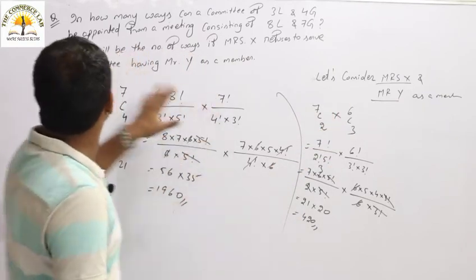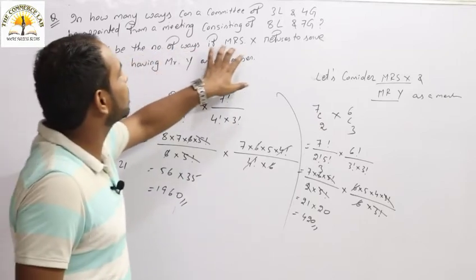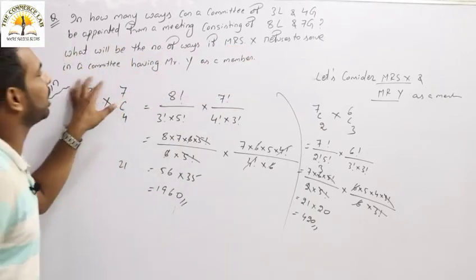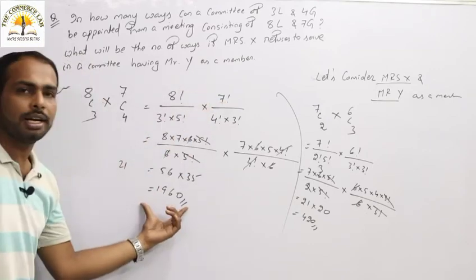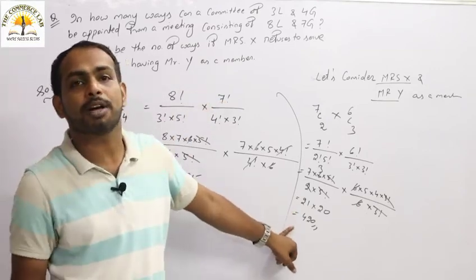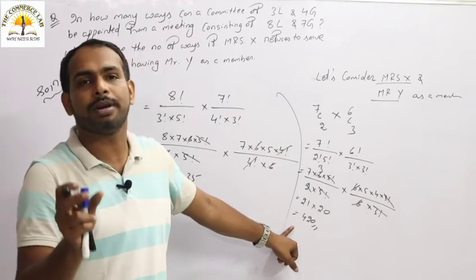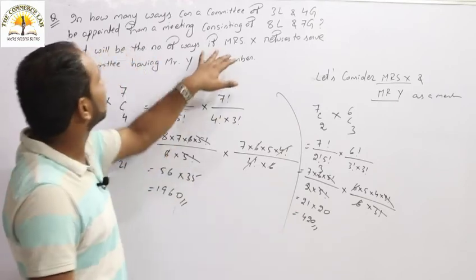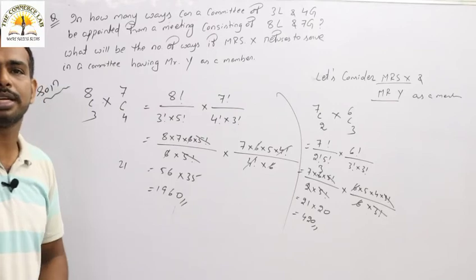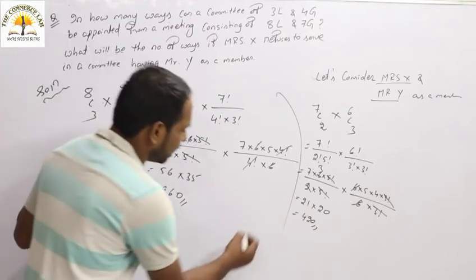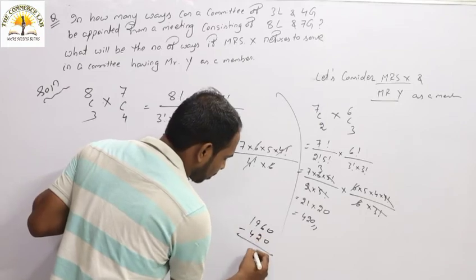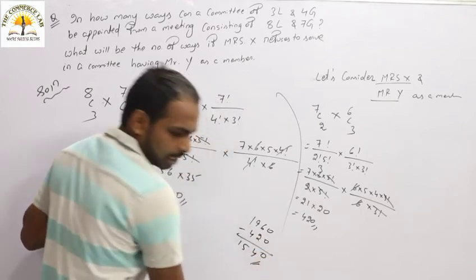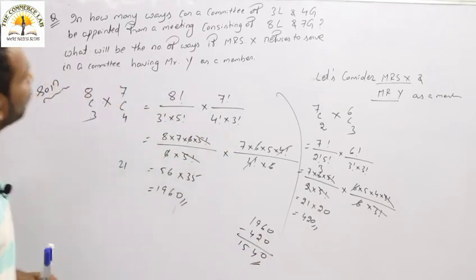But we have to calculate the number of ways if Mrs. X refuses to serve in a committee having Mr. Y as a member. That means from the total, if we deduct this part, where both are members of that committee, then we can get the result. That means 1960 minus 420. That means in 1540 ways.